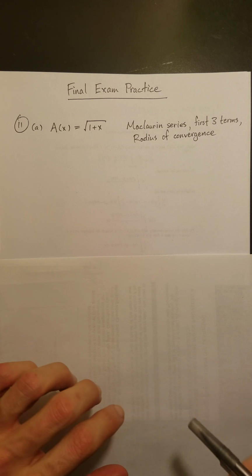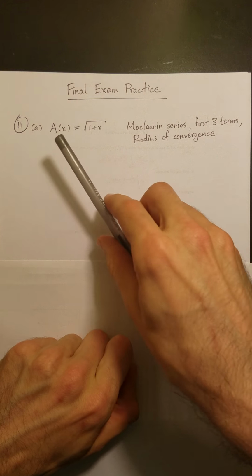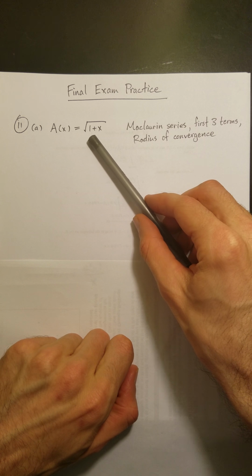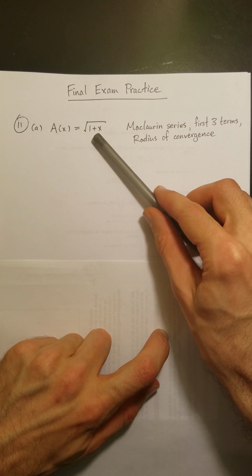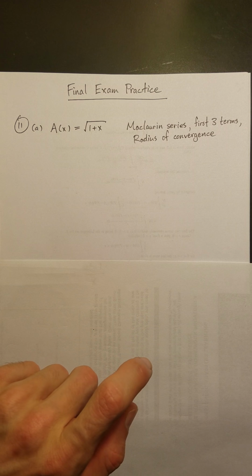All right, so we made it to problem 11, part A of the final exam practice. In this problem, we have a function, a of x, which is the square root of 1 plus x. And we want to find the Maclaurin series, the first three terms, and the radius of convergence.